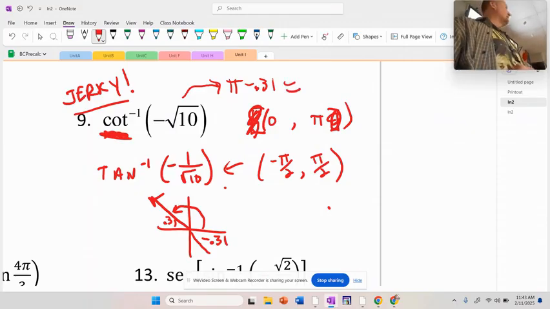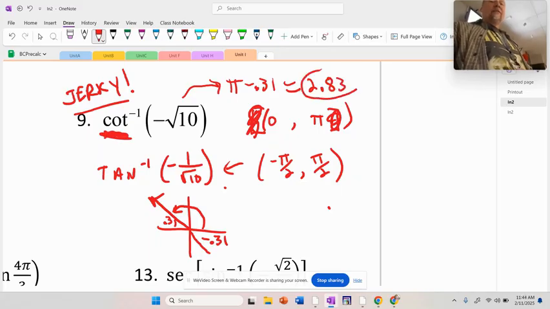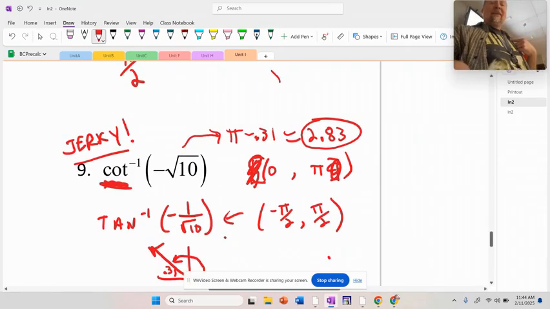All right, anyway, what's the answer? 2.83. Is that rounded correctly? Some of you guys really struggle with rounding. You make rounding errors all year long. You do know the rounding rules, right? If this was 2.834, does that round up or down?